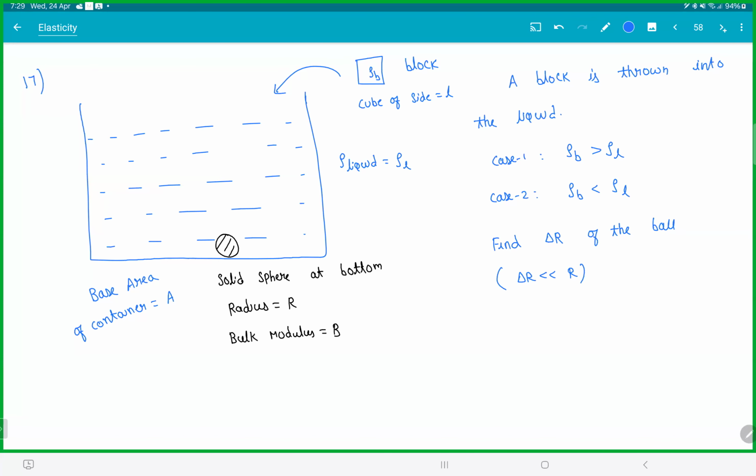The block also compresses, but that won't matter. Assume the block is rigid. If I have to include that, then I have to give the bulk modulus of the block also. Rho g L cube R. But for both the cases it will be the same answer.